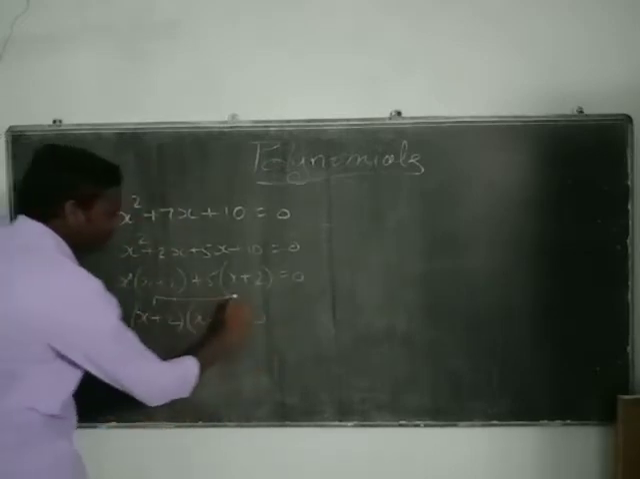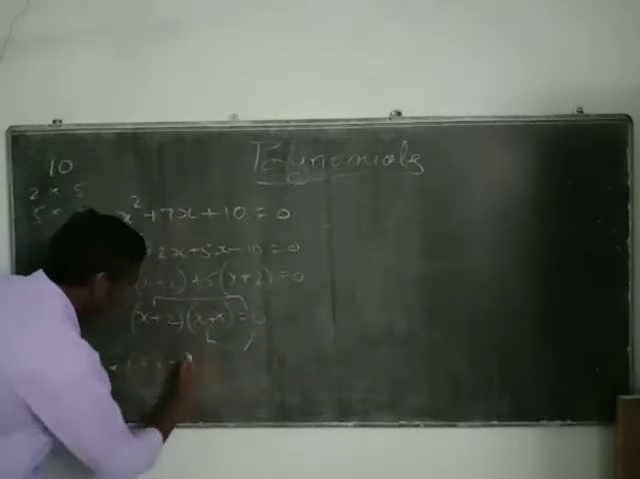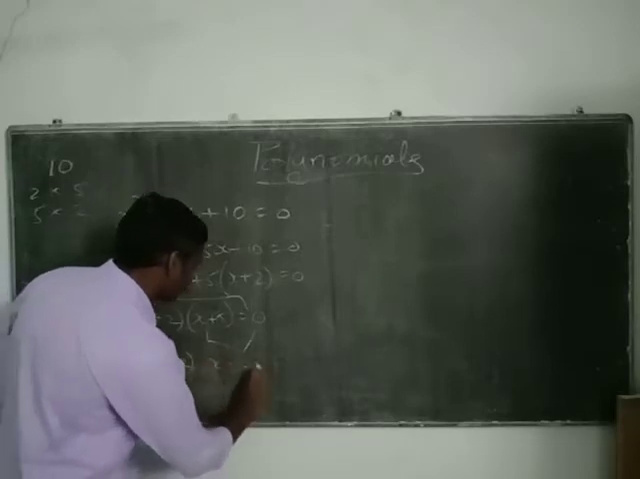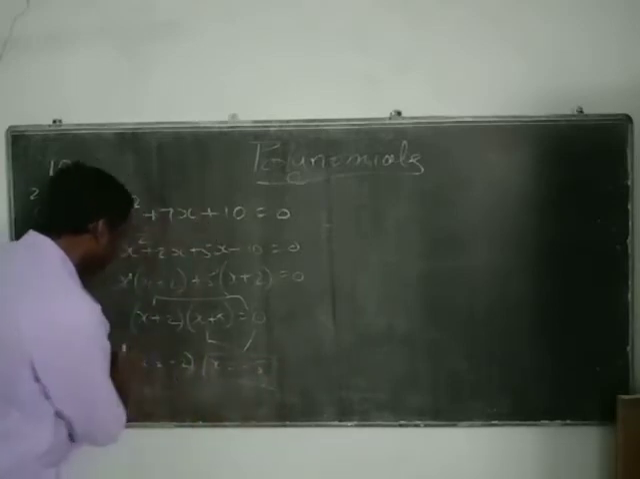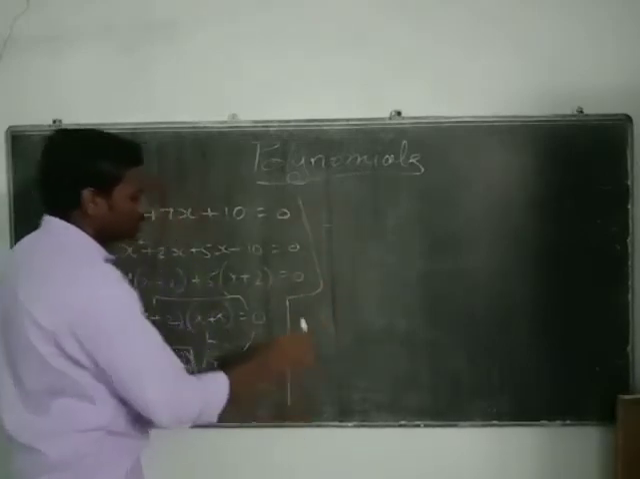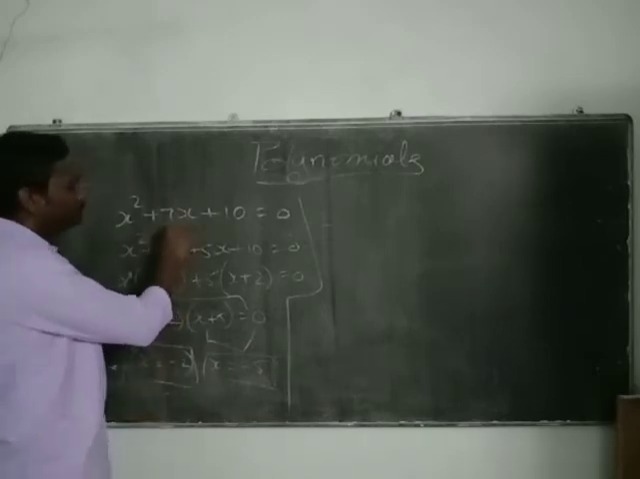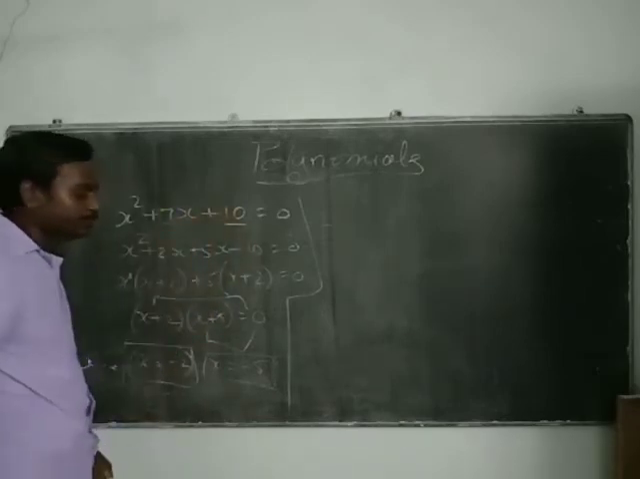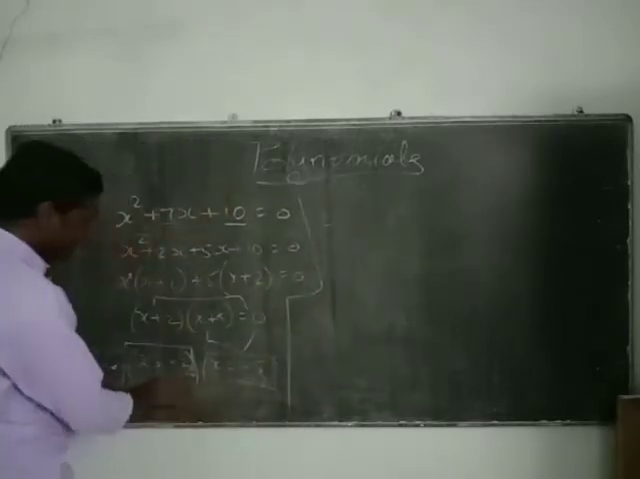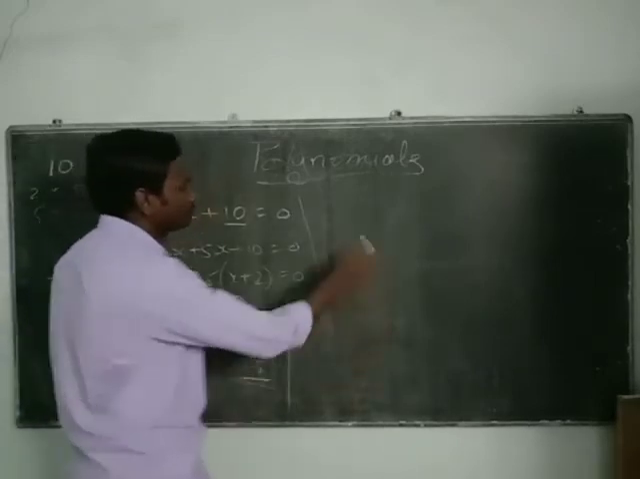Now equating to 0, we will get x is equal to minus 2 and x is equal to minus 5. So these are the two values for x, right? According to the previous answer, we have to find that the sum of roots must be 7 and the product of roots must be 10, right? Let me check it. So one value of x is minus 2 and another value of x is minus 5.